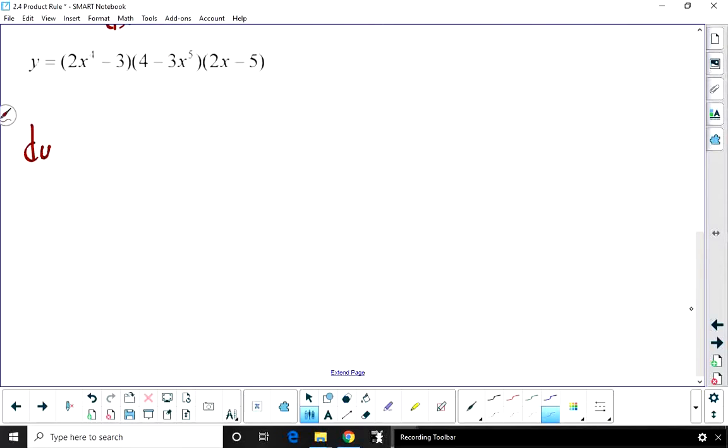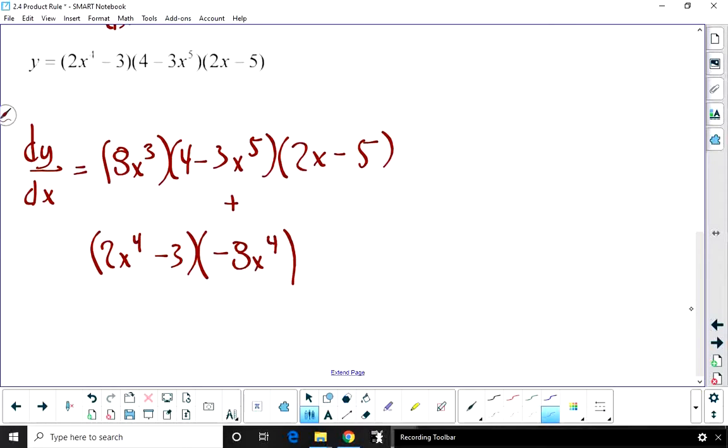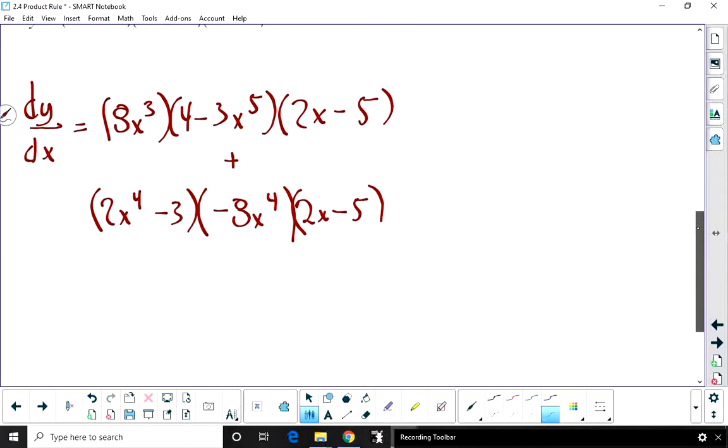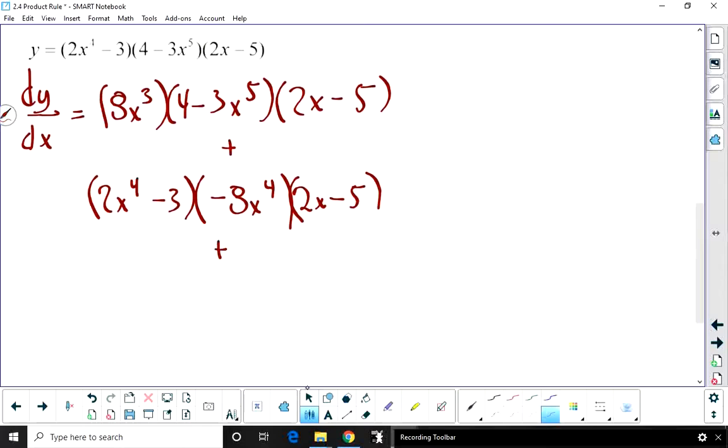All right, dy/dx is 8x cubed times the other 2, plus the first times the derivative of the second, which is negative 8x to the 4, times the third, which is 2x minus 5, plus the first, which is 2x to the 4 minus 3, times the second, which is 4 minus 3x to the 5, times the derivative of the third, which is 2.